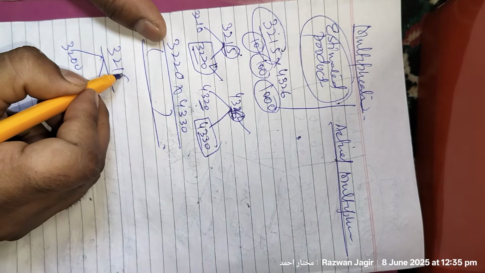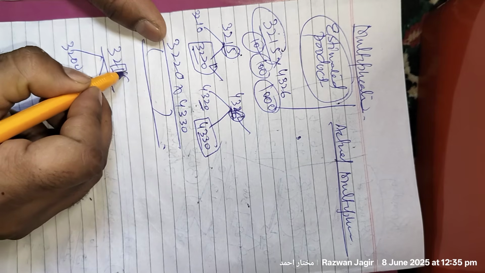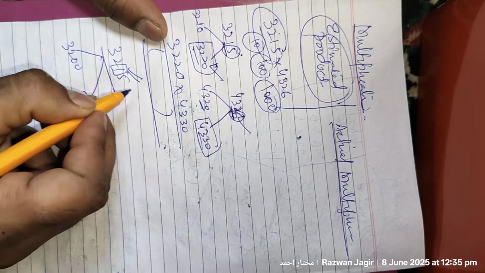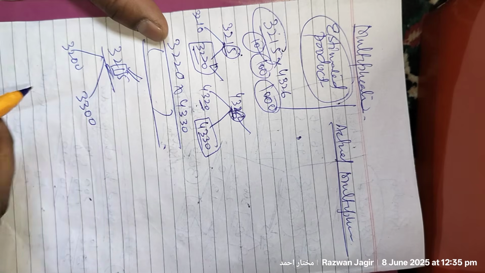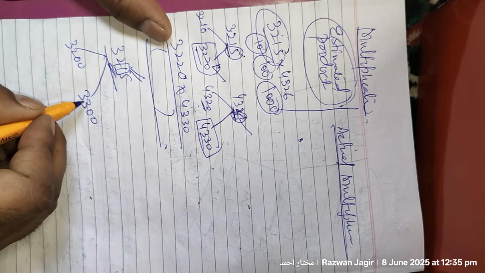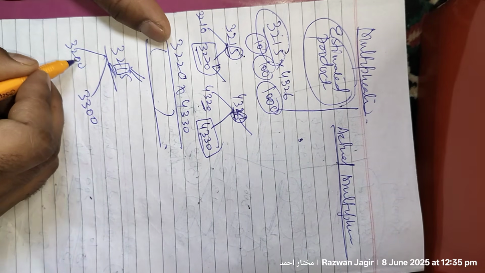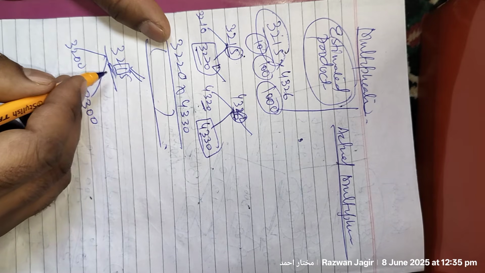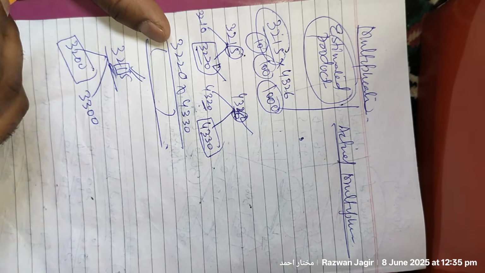But for the nearest 100, you need to check the digit which is at the 10's place. So the 10's place here is a 1. Okay, so here is a 1. So we have to go for the rounding to the lower limit. So the answer will be 3200.